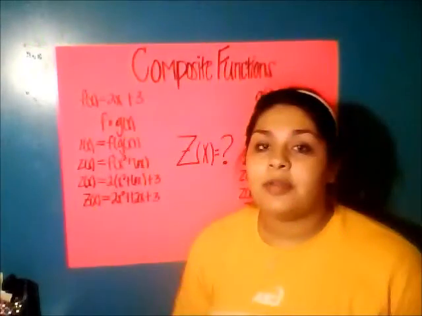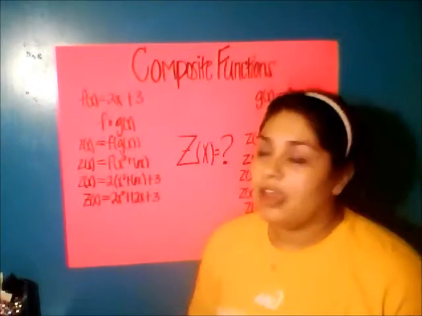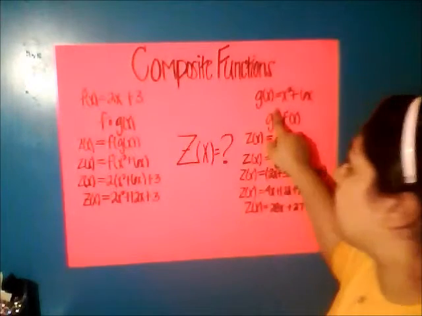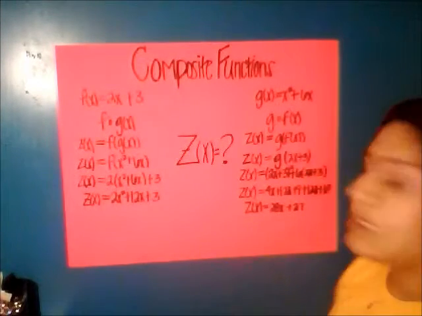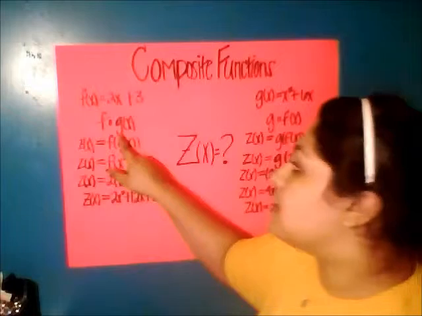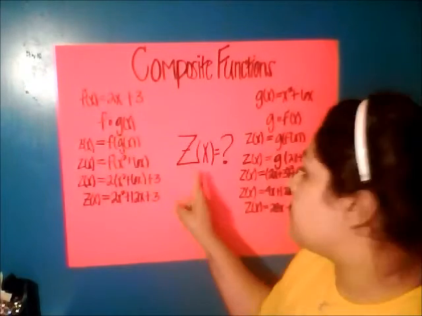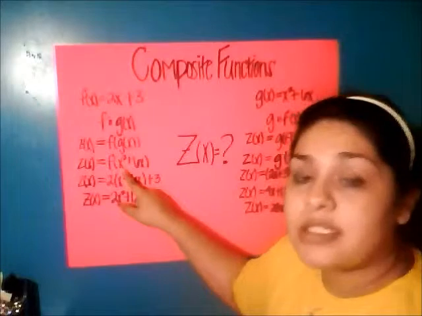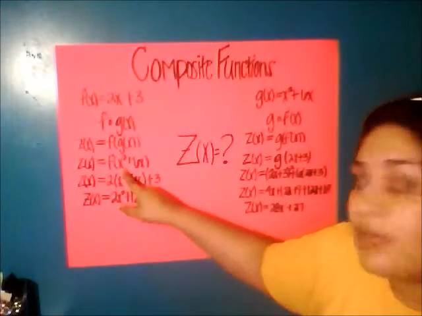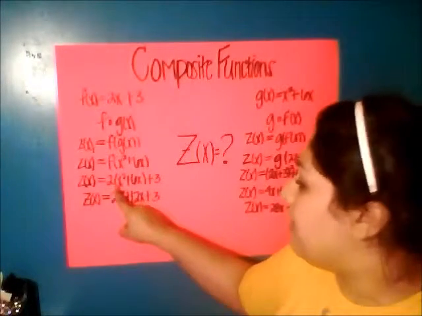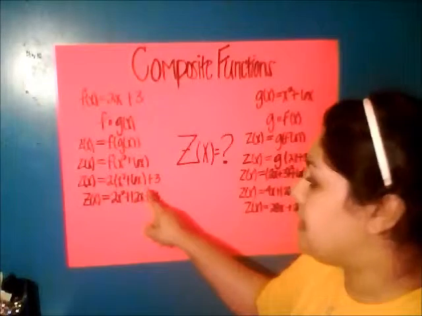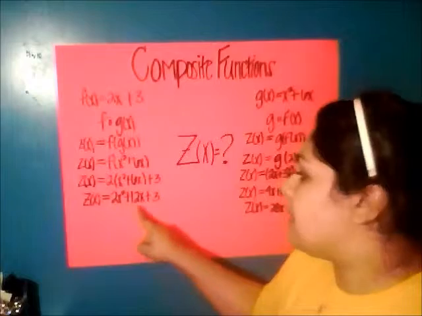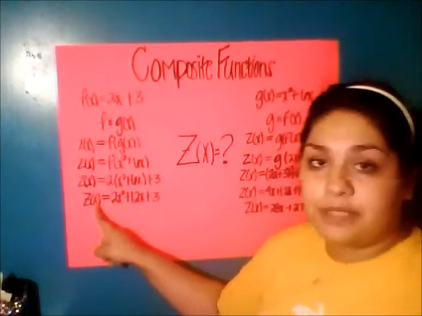Hi, today I'm going to show you how to do a composite function. Our first function is f of x equals 2x plus 3, and the second function is g of x equals x squared plus 6x. In this instance, you're looking for f of g of x, which equals z of x. Here you're going to substitute your g of x in for every x in f of x. You'll come out with 2 times x squared plus 6x plus 3, and you distribute it, and you end up with 2x squared plus 12x plus 3 equals z.